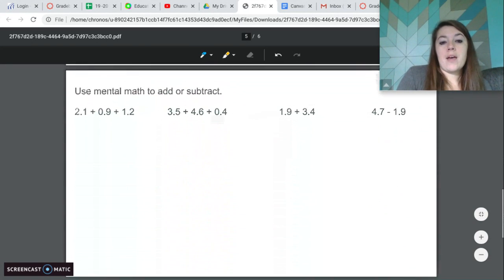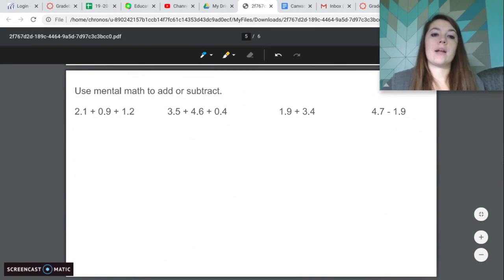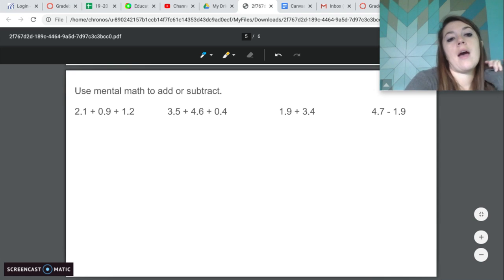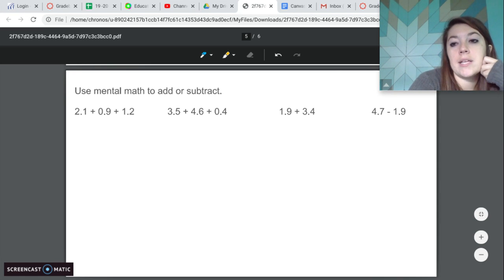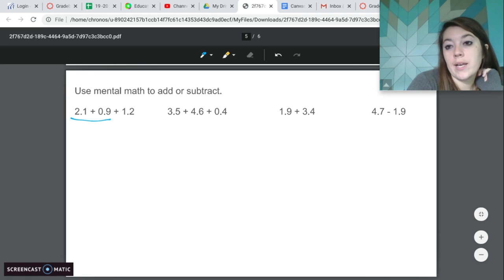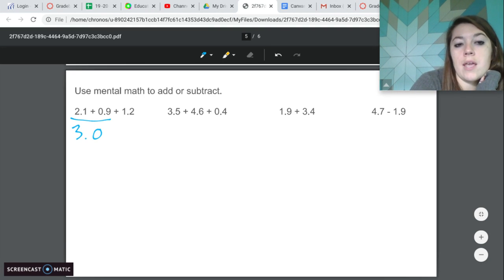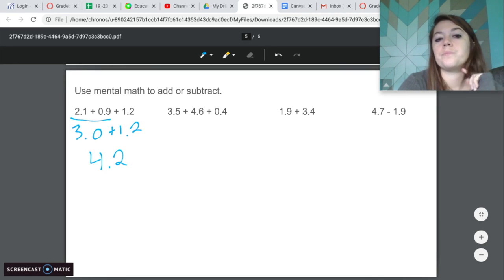So use mental math to add or subtract. If we look at this, we have 2 and 1/10 plus 9/10 plus 1 and 2/10. If we combine these first two, 2.1 plus 0.9, the 9 and the 1 combined together give us 0, carry the 1. So then we have 3 plus 1 and 2/10. So we have 4 and 2/10.